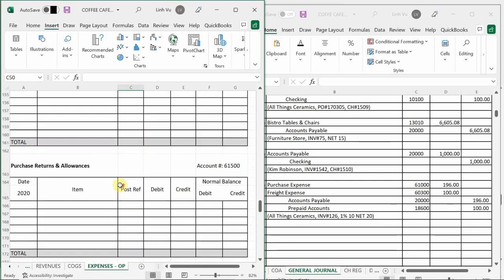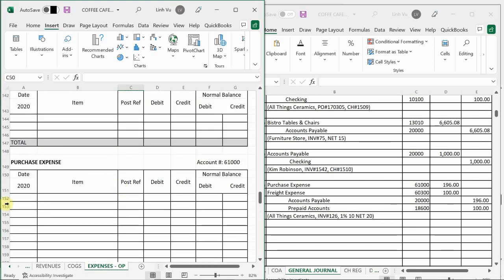So here I am, purchase expense, okay? You can fill in as much details as you like on here. So it is the 10th, right? And I received 80 coffee mugs. Okay. We're on General Journal 3 still. Okay. And this cost me $196 on the debit side.